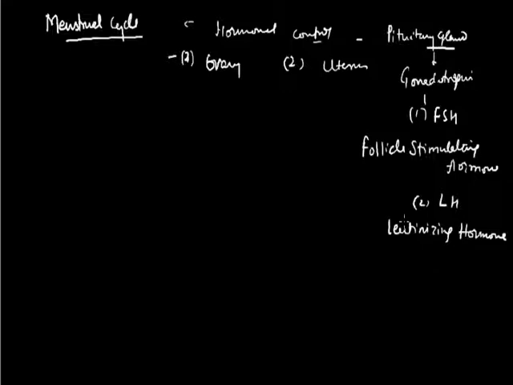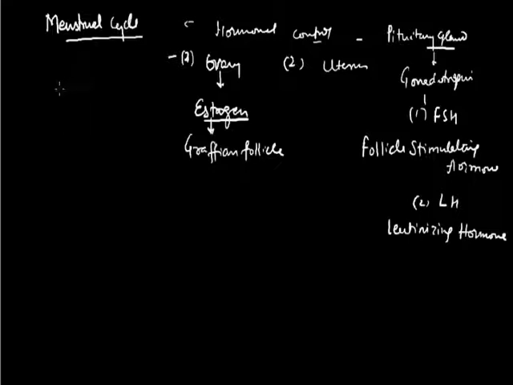Apart from it, ovary produces the main female hormone, that is known as estrogen. It is produced by Graafian follicle. The characteristics of female are controlled by estrogen. One should be very clear about this.